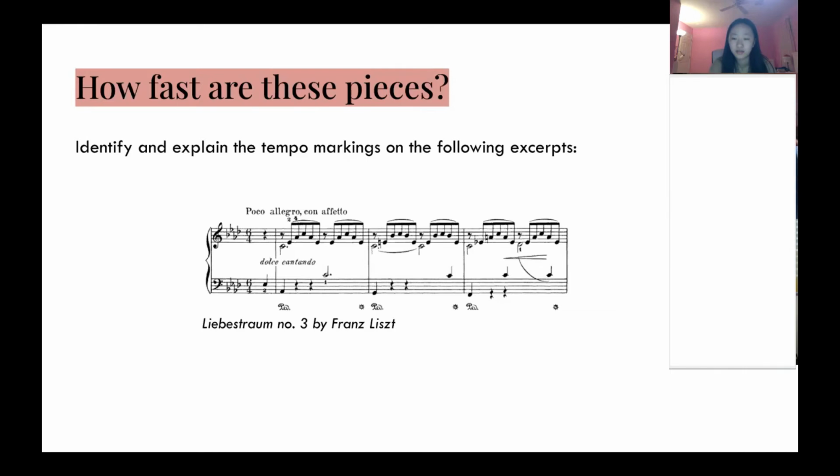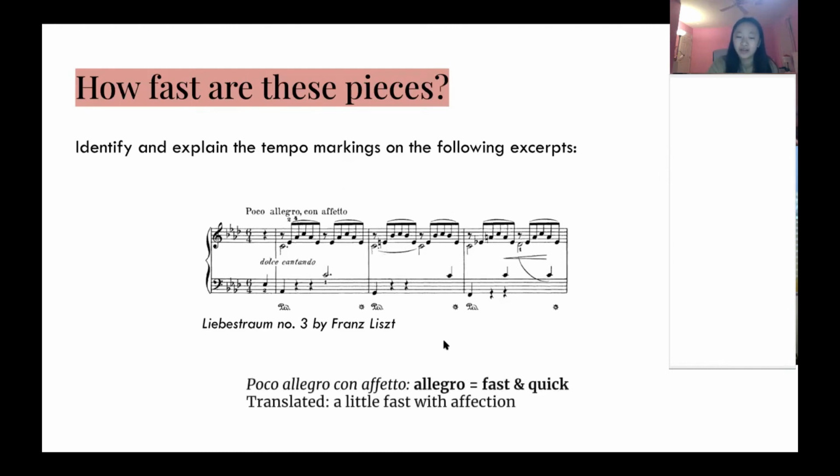Tempo. Oh, allegro. That's fast. Poco. Yeah, you don't really have to worry about the other words as much, but all you know is you saw allegro, which means fast and bright. Poco means a little, and then con affetto means with affection. So it means a little bit faster with affection. This is a very pretty piece, so that makes sense.